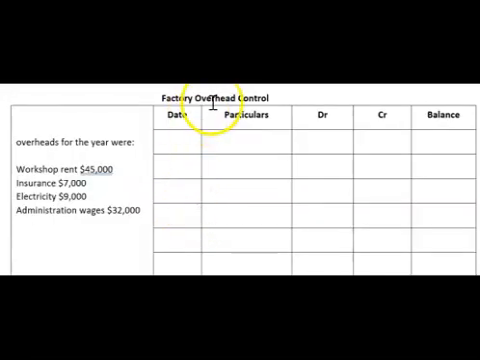Now to prepare the factory overhead control account, again it's a ledger account, so it has date, particulars, debit, credit and balance. This account records actual cost, the additional cost the business had. So you can write the date when it took place and what were the additional costs that the business had. In our question, the additional cost we have is workshop rent. First, we put 45,000 in the debit column, and it goes directly into the balance column, and it will be a debit balance.